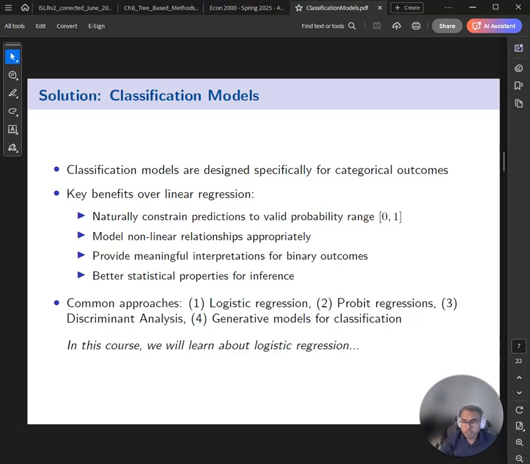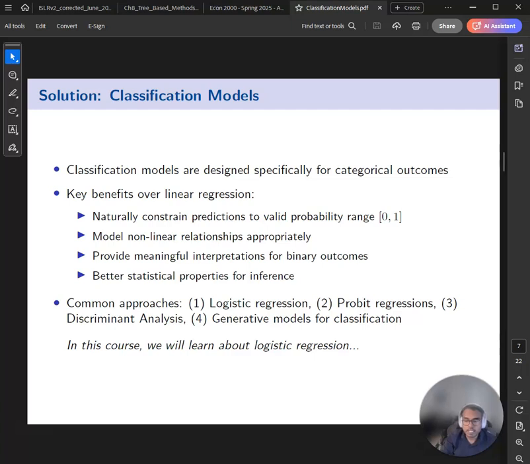They are also built to model nonlinear relationships appropriately. Remember the S-shaped curve that we saw? Classification models can capture the natural S-shaped relationship between predictors and the probability outcomes. On top of that, these models provide meaningful interpretations for binary outcomes. We can talk about odds and probabilities in a way that makes intuitive sense for yes/no questions. And finally, they have better statistical properties for inference, which makes our analysis much more reliable.